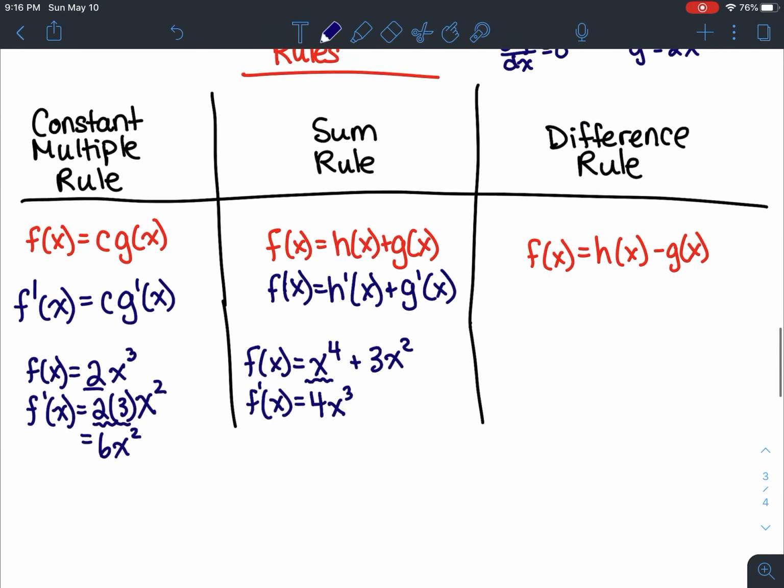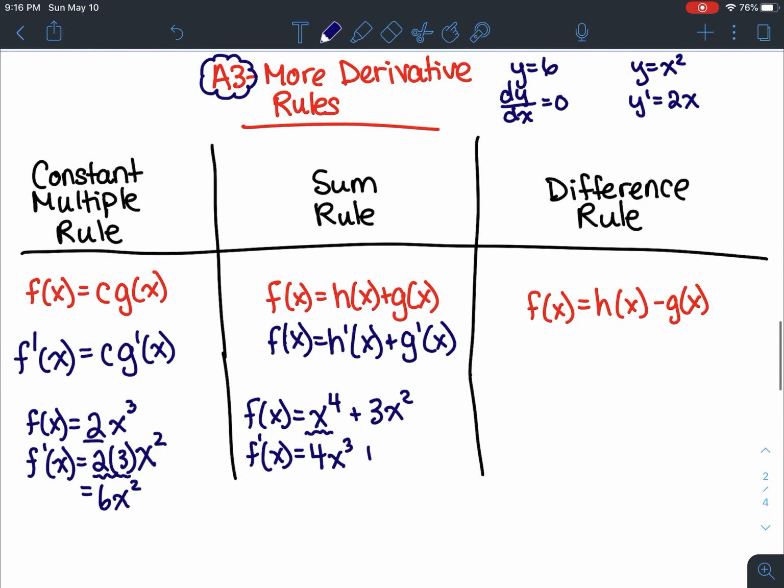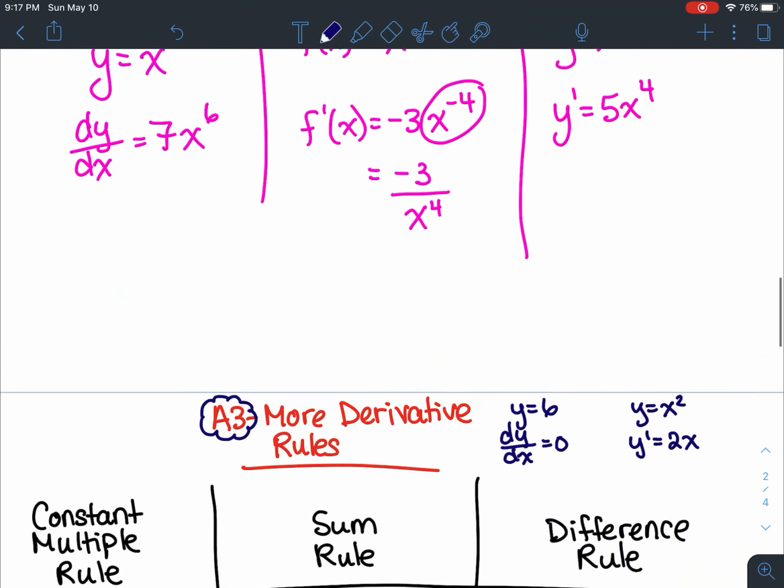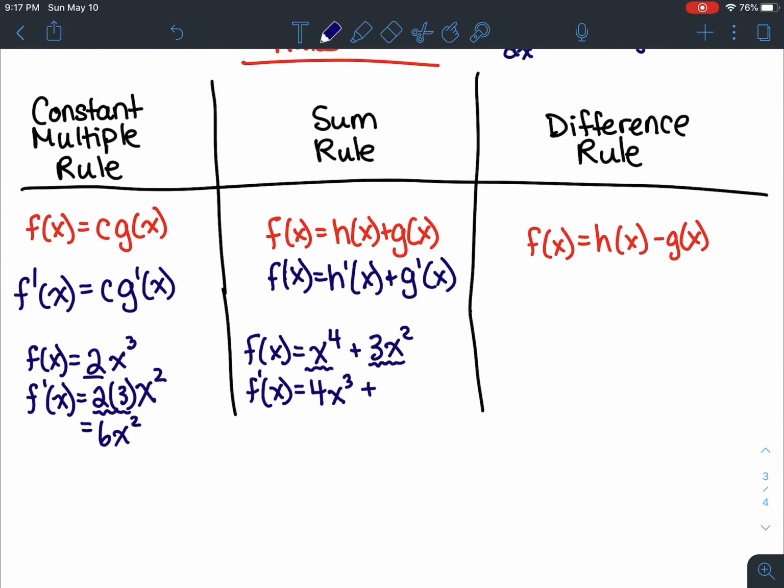Plus, then I'm using my power rule and my constant multiple rule. So, I'm just going to take a shortcut and I'm going to multiply the 2 by the 3 right away. So make it 6x, and then the exponent becomes a 1. So that's the sum rule. And then the difference rule is exactly the same as the sum, except you're subtracting.